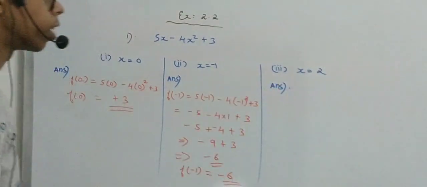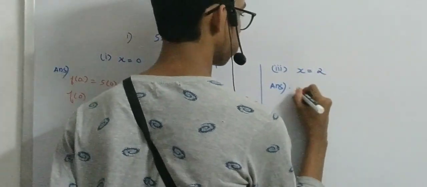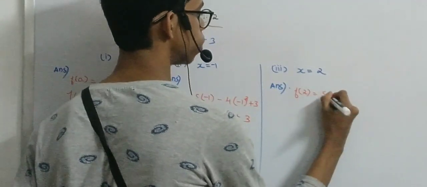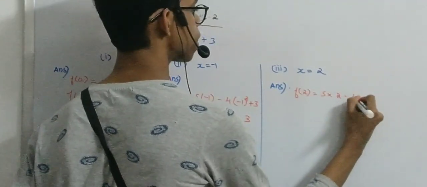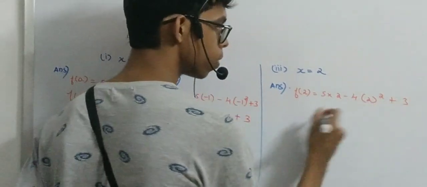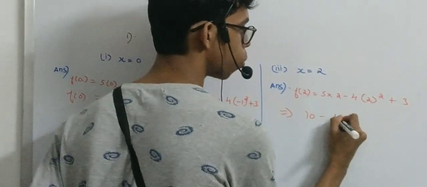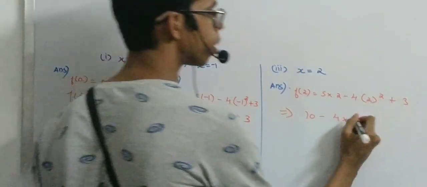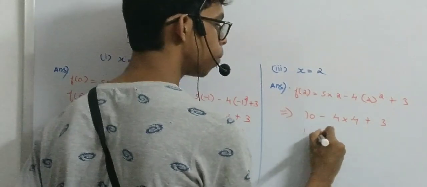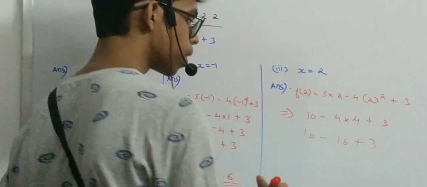Now the third one is at x is equal to 2. So f of 2 we have to find. So 5 into 2 minus 4 into 2 square plus 3. So 5 into 2, we know 5 2s are 10, minus 4 into 2 square, it is 4 into 4, that is 16, plus 3. So 10 minus 16 plus 3.